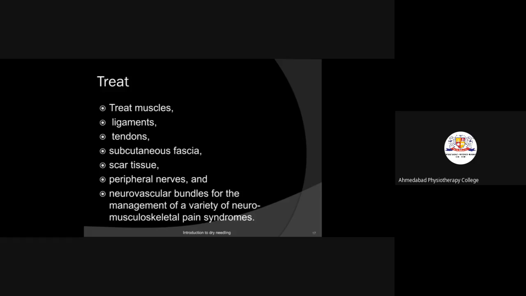Now, what are the structures that you can treat with the help of these needles? You can treat muscles, ligaments, tendons, the fascia, the subcutaneous scar tissues, the peripheral nerves, and the neurovascular bundles. Any musculoskeletal pain syndrome can be treated with the help of dry needling, but the theory is different. What today we are going to talk about is the trigger point and the use of the needle.